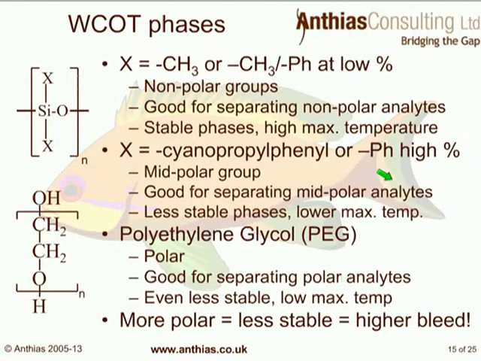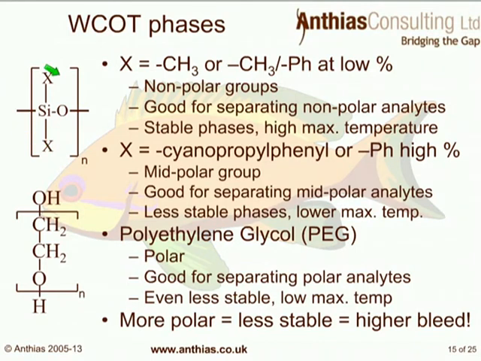So let's take a better look at these WCOT phases. As mentioned just now, it could be the fact that we have a siloxane backbone within our stationary phase. An X1 or an X5 are non-polar columns, X being the manufacturer, so it could be a DB1, an HP1, a BP1, etc. These are 100% methyl groups in these two positions. These are very good for separating non-polar analytes, and they have stable phases, so high maximum temperatures.